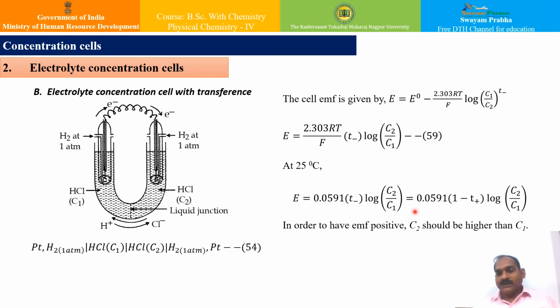However, the interesting thing is to see that in order to have a positive EMF, the concentration C2 of the right hand side cell should always be higher than the concentration of the left hand side cell. That is one of the basic criteria for obtaining a positive EMF. That is the utility of this electrolyte concentration cell with transference.